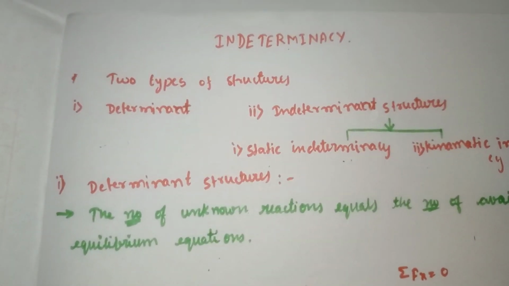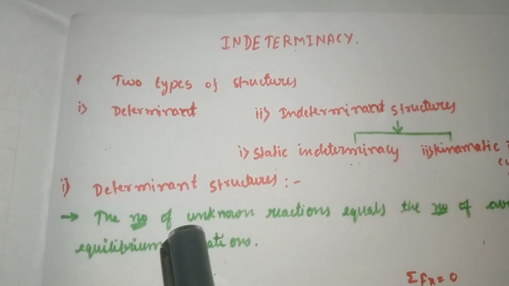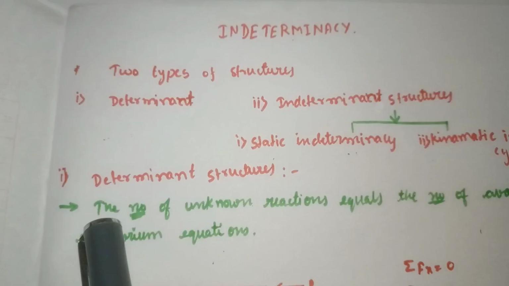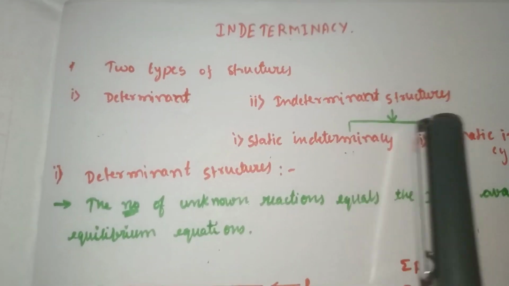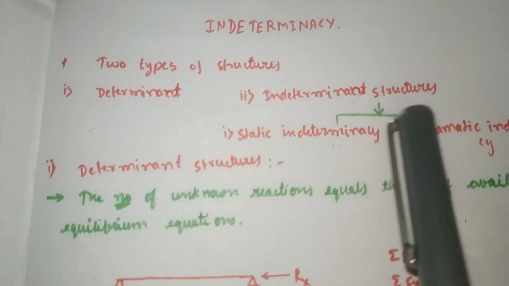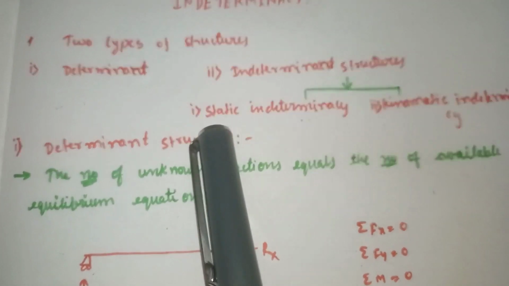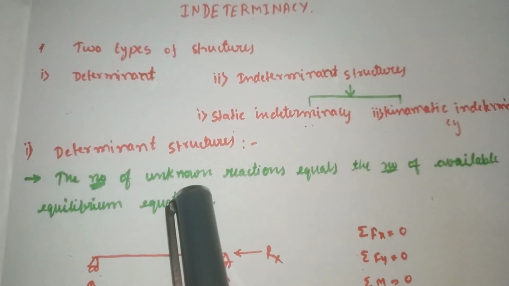So in this video I am starting structural analysis too. In that we'll see the indeterminacy. In indeterminacy there are two types of structures: one is determinate and the second is indeterminate structures. Indeterminate structures are again classified into two types, that is static indeterminacy and kinematic indeterminacy. So we'll see one by one.